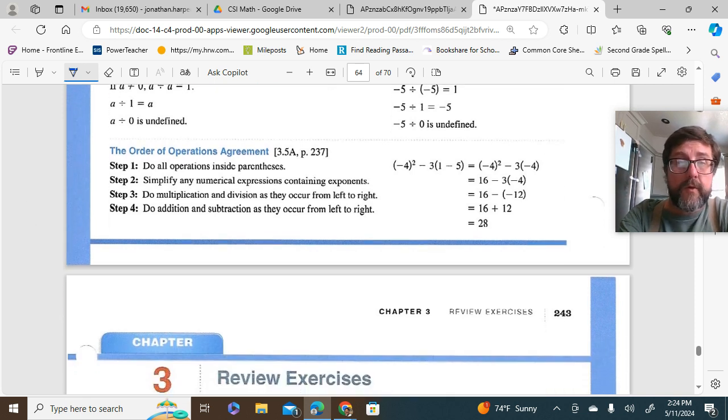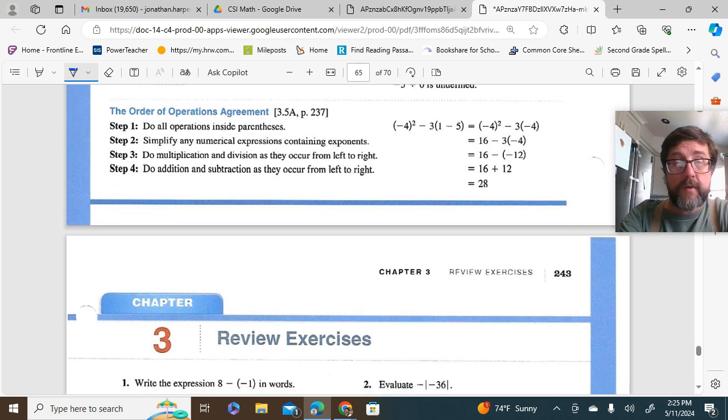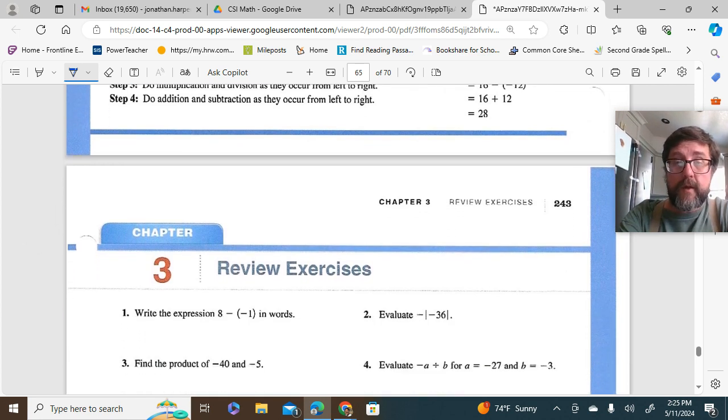So, order of operations agreement. Step 1, do all operations inside parentheses. Step 2, simplify any numerical expression containing exponents. Do multiplication and division. Do addition and subtraction. Remember, please excuse my dear Aunt Sally.